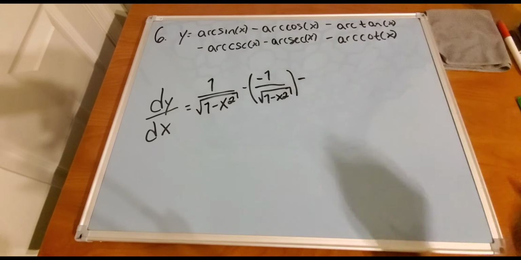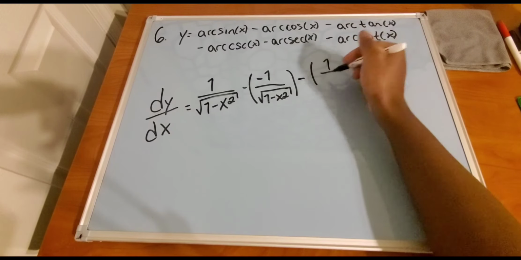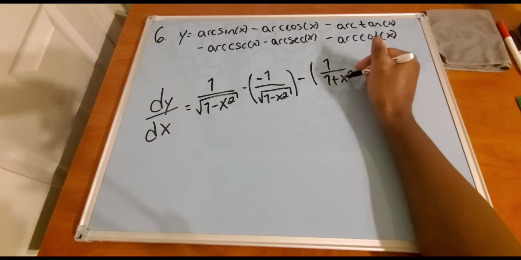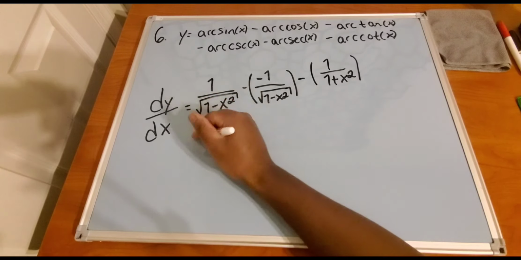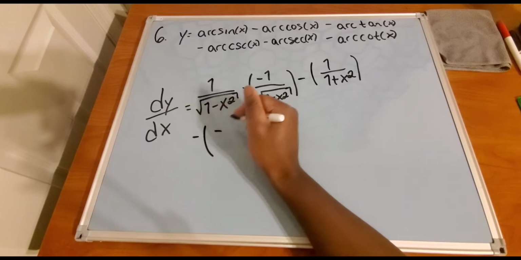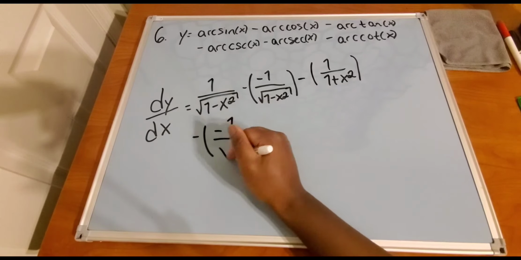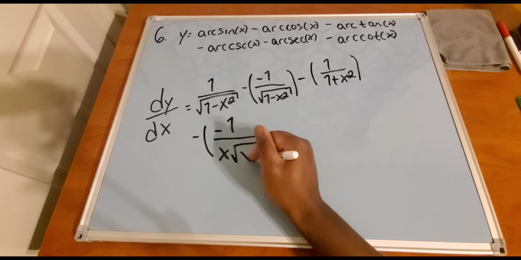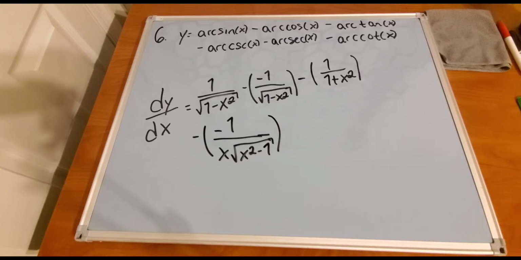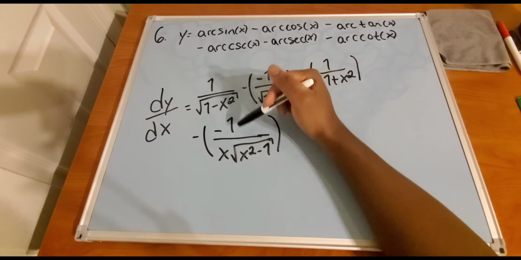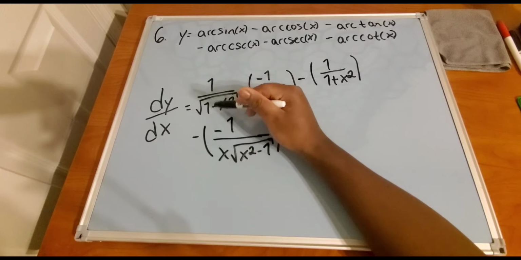The derivative of the arc tangent of x is equal to 1 over 1 plus x squared. The derivative of the arc cosecant of x is equal to, let's put the minus out here, parentheses, minus 1 over x times the square root of x squared minus 1. So the only difference from this one and the arc sine is now there's a negative 1 and there's an x out front and you switch those two.